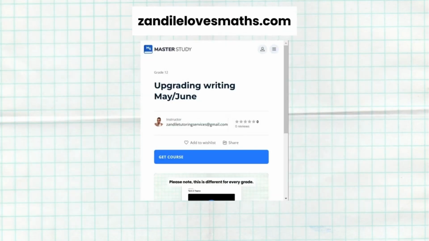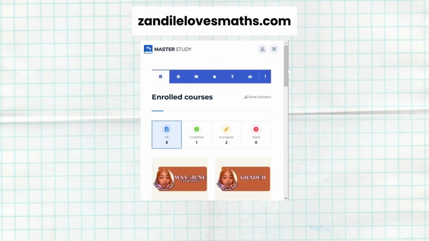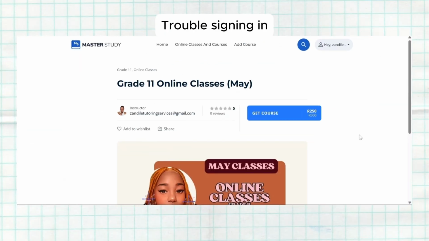On your phone, this is how it's going to look. You just click on your icon and say enrolled courses, and this is how you're going to see your courses. Hope that makes sense. Now I'm going to show you how to log in, because the system is temporarily giving us problems, so I just want this to be the solution to that.